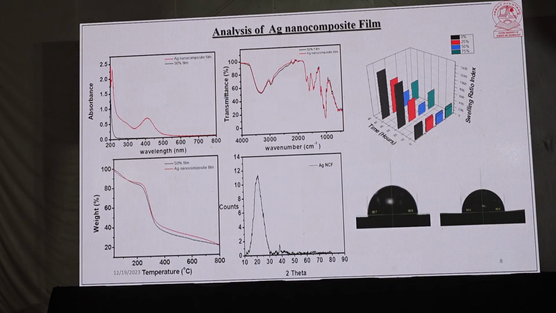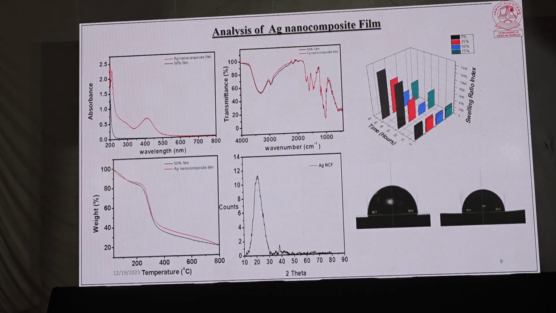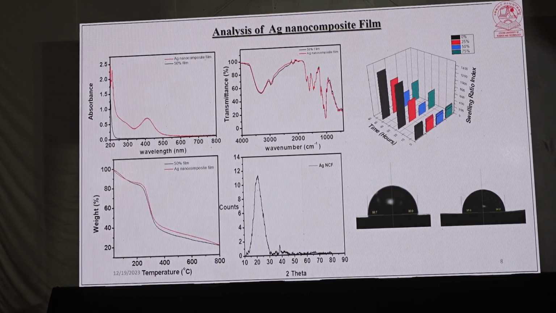From the UV absorption analysis of the silver nanocomposite, we can see that the peak at 430 remains, and there is no shift. This is the FTIR spectrum, and from the TG analysis of the study we get a peak at 38 degrees, which is the silver nanoparticle in the 111 plane.